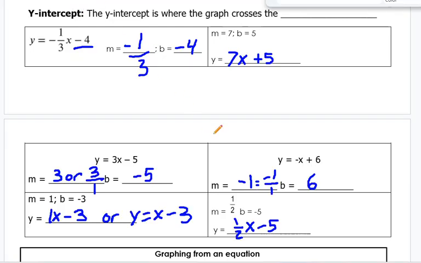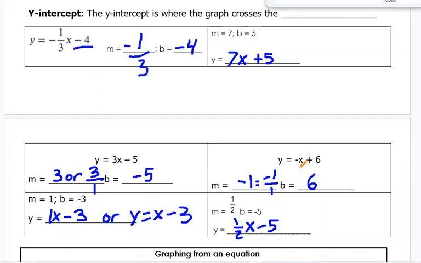Okay, hopefully you paused the video and hopefully you did the work and hopefully it looks something like this. So this first one, 3 is my slope, or you could write it as 3 over 1, because remember, all whole numbers you write over 1. 3 is your rise, the 1 is your run. And then this -5 is my y-intercept. This one you may or may not have known.